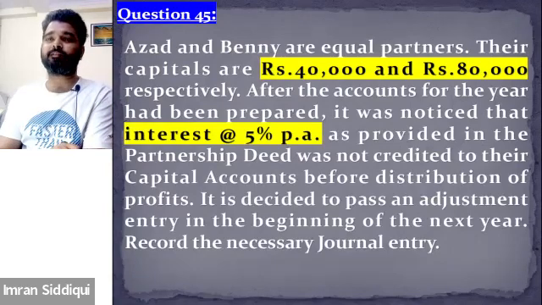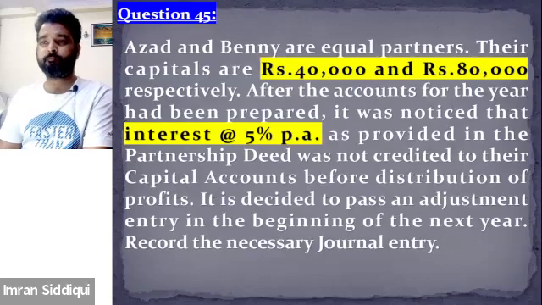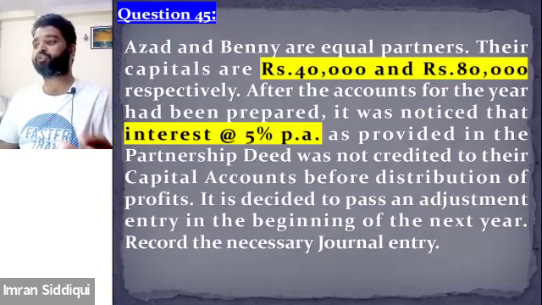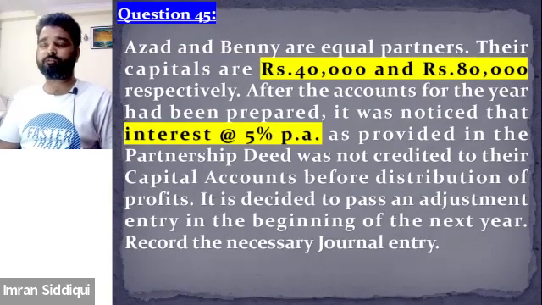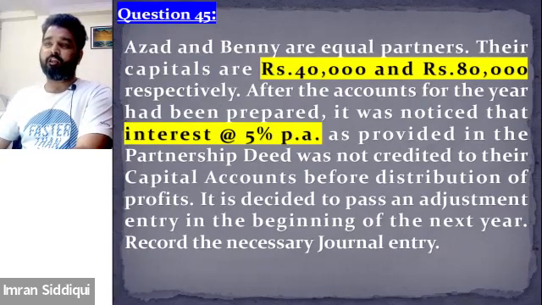Unless and until it is specified in the question about the capital, we will always consider that it is the opening capital balances that is given in the question. Listen to me very carefully. Unless and until it is especially mentioned in the question, we will always presume that the balances given in the question regarding the capital is the opening capital balance. If it is given that these balances are closing balances, then only in such a situation will we consider that these balances are closing balances. Since in this question, nowhere is it mentioned whether these are the closing balances or the opening balances.